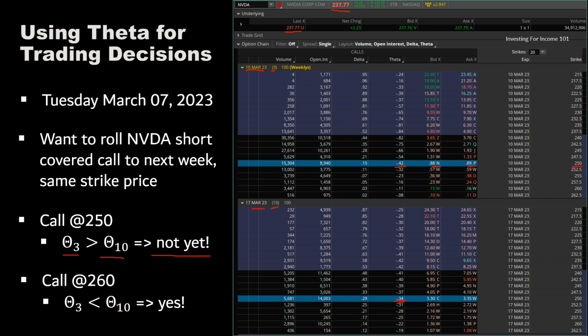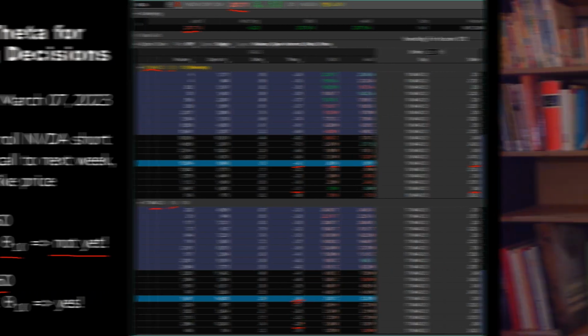On the other hand, if I had an option expiring with a strike price of 260, let's look at this. 260 is right here. You can see theta is 11 cents for the 3-day option. On the other hand, the 10-day option, theta is 22 cents, so twice as much. So if I was short the 260 NVIDIA call, then I would definitely roll it from the March 10 expiration to March 17 to capture a little more of the time value decay.